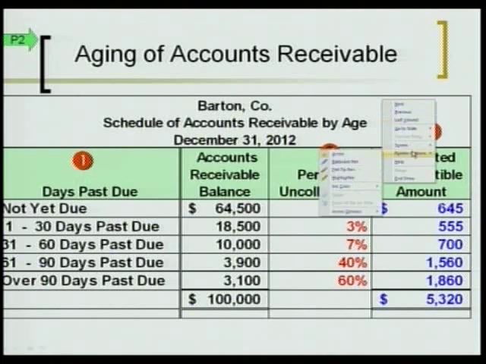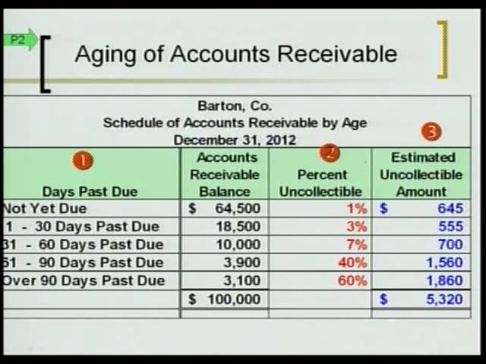Now let me point out one thing here. These amounts right here, somebody goes, well, where do you always use these percentages? You know, 1, 3, 7, 40, 60? No. This is just what this particular company, Barton Company, decided to use from past history. Okay? These are estimates. Okay? And I believe that the example we're going to do now, they used different numbers, didn't they? Okay? So don't be confused with that. That's just their estimate. Okay?